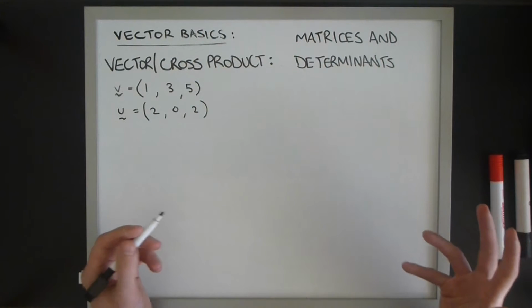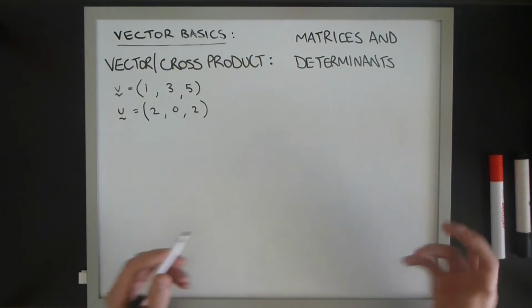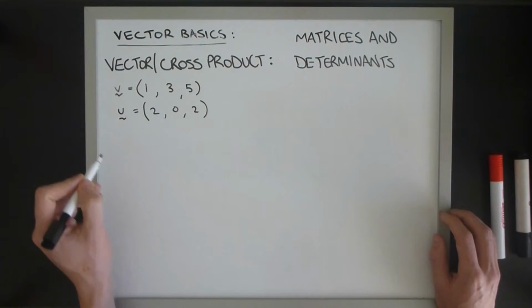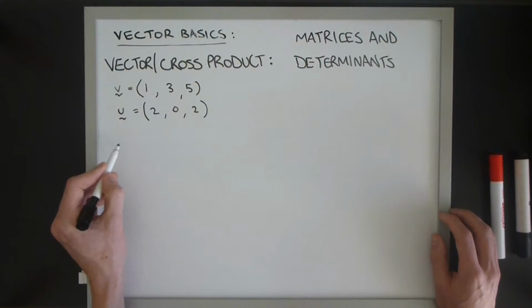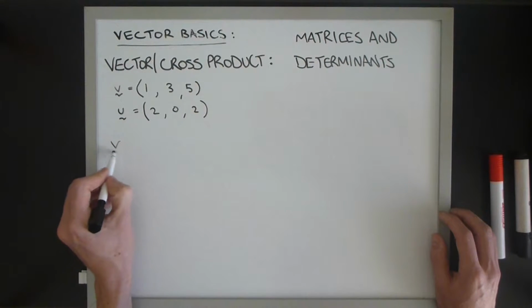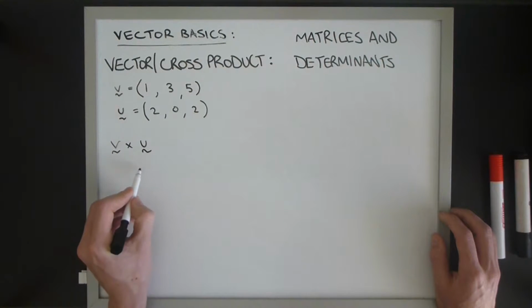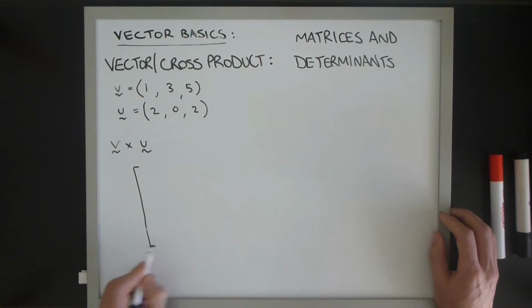Now, if you're not particularly confident with matrices or determinants, or you don't know what I'm talking about at all, then you can go to another video of mine that covers matrices and how to find the determinant of a 3x3 matrix. So the cross product of v cross u, we write as a 3x3 matrix. Just make that a little bit bigger.